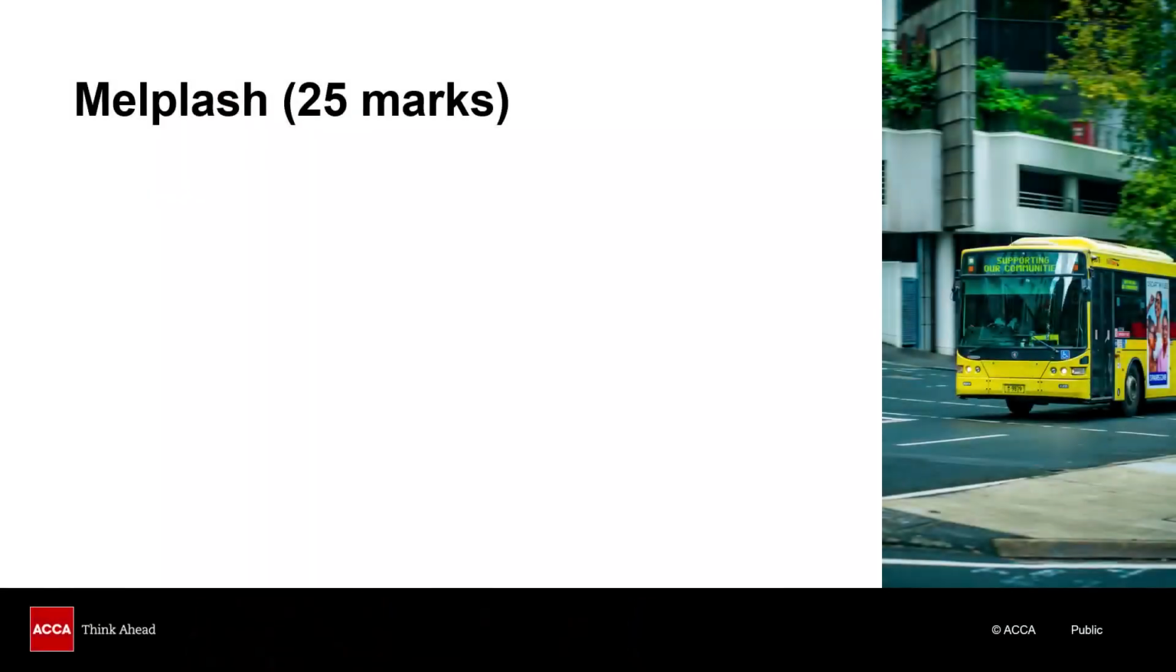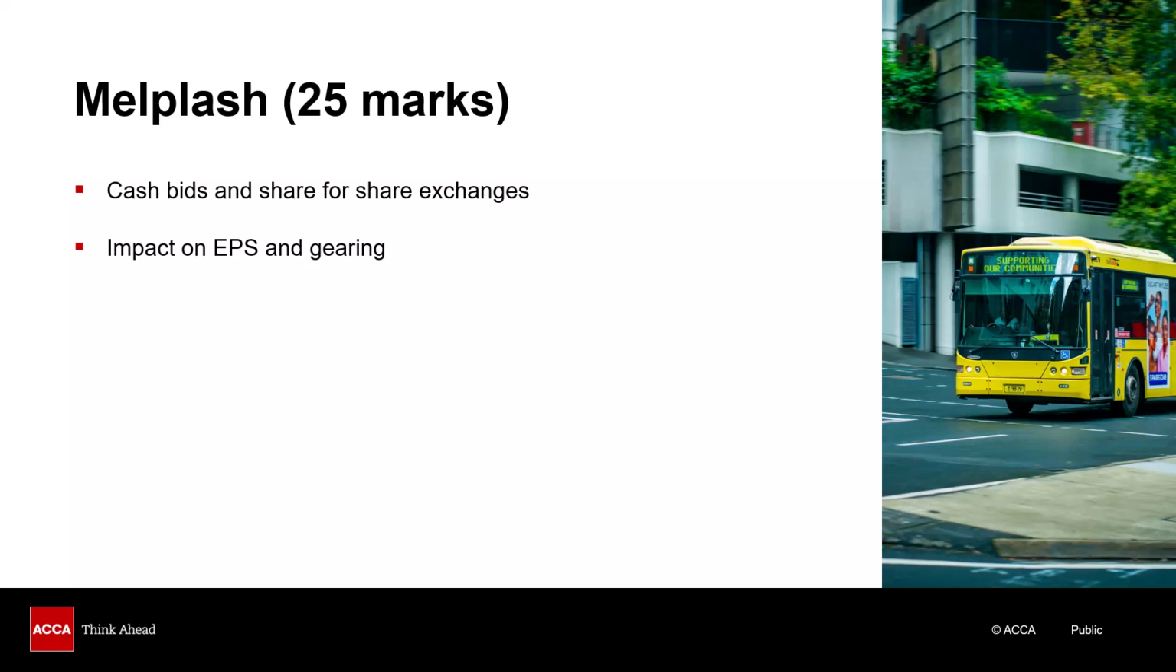So in Melplash, which is 25 marks, we've got cash bids and share-for-share exchanges. We need to consider the impact on earnings per share, EPS, and their gearing. There's then quite a lot of discussion. So we've got acquisition discussion, and then we also need to discuss the regulation and governance of takeovers.